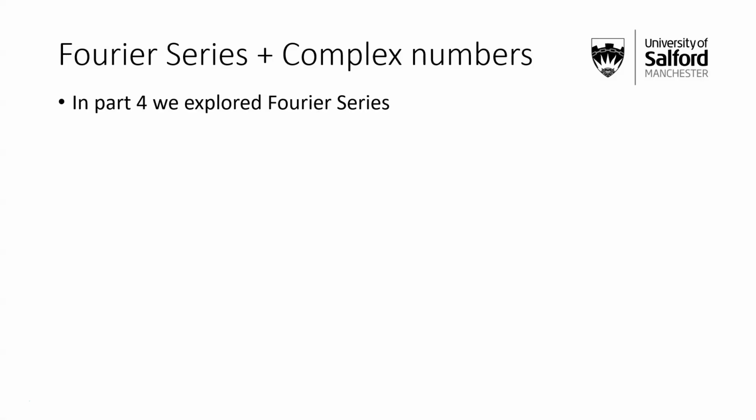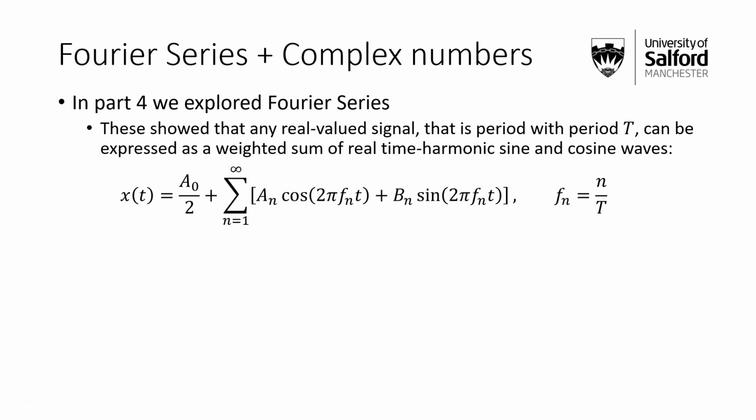So the route we're going to take to this is to take Fourier series and add complex numbers. In part 4 of this series of videos we explored real valued Fourier series, and these showed that any real valued signal that is periodic with time period big T can be expressed as a weighted sum, that means a sum with coefficients, of real-time harmonic sine and cosine waves. So this is the equation we had here. If you haven't seen this before, please go back to the part 4 video and find out more about it. But what we essentially have is our signal x(t).